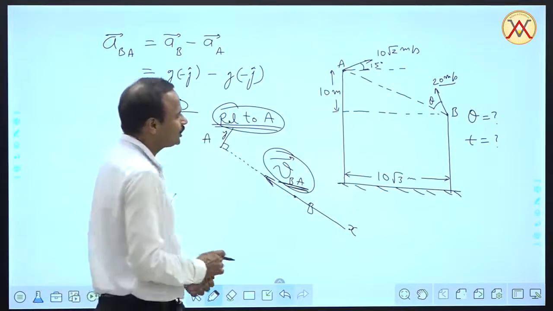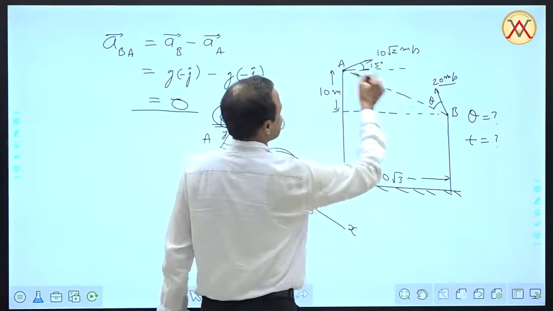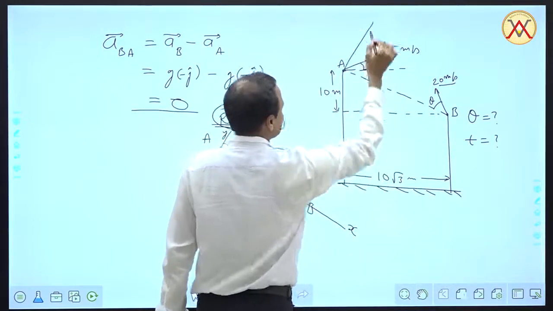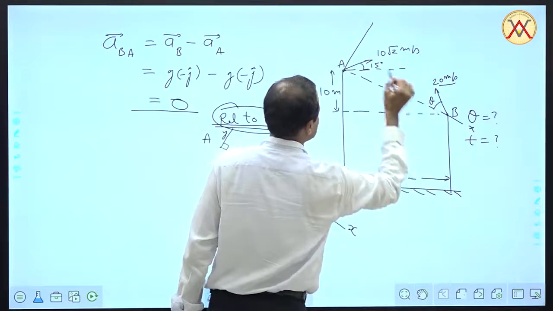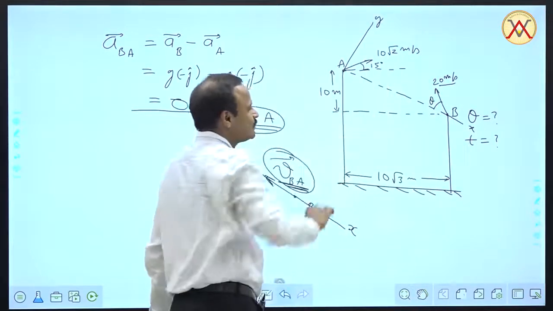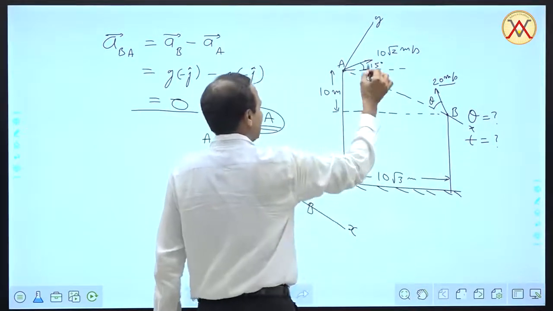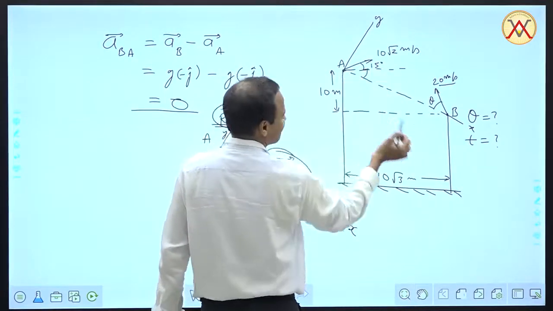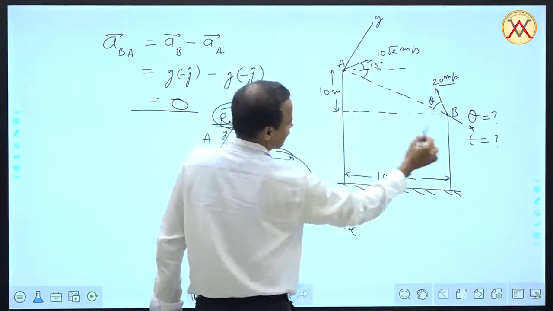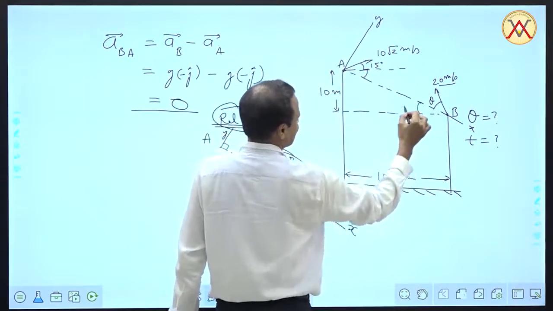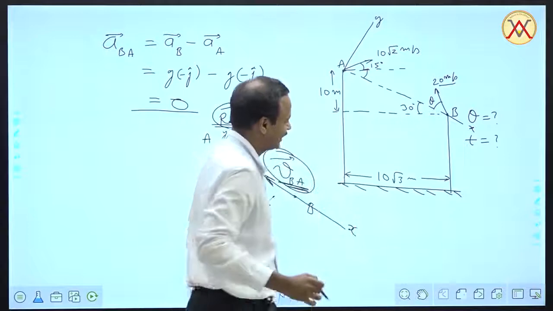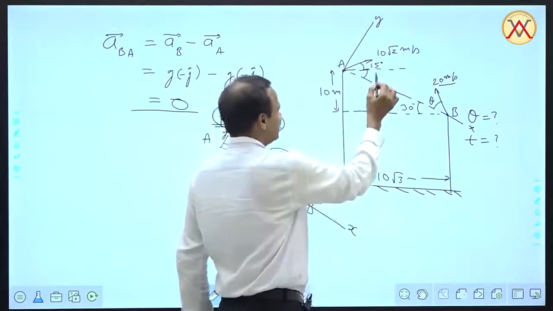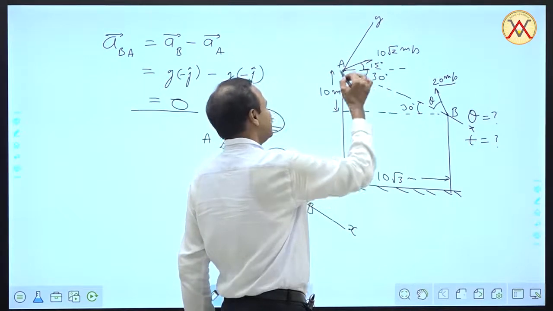Let's write these velocities of A and B according to this coordinate system, where this one is the x-axis, this one is the y-axis. First, the angle made by this VA vector with this line. See, this one is 10 and this is 10 root 3. So clearly you can see this angle is 30 degrees, isn't it? Tan inverse of 1 upon root 3. This is 30 degrees. This angle is also 30 degrees.